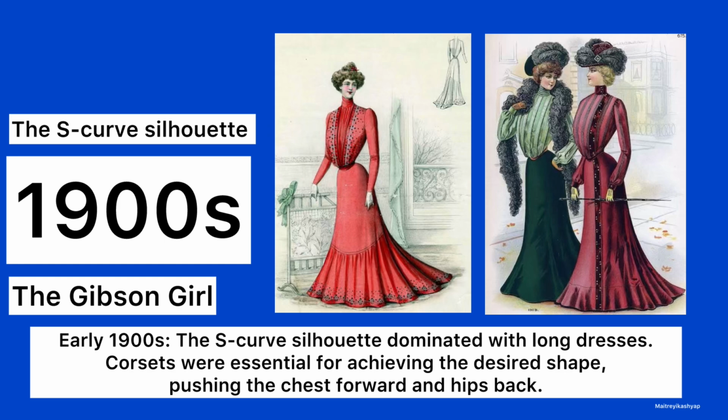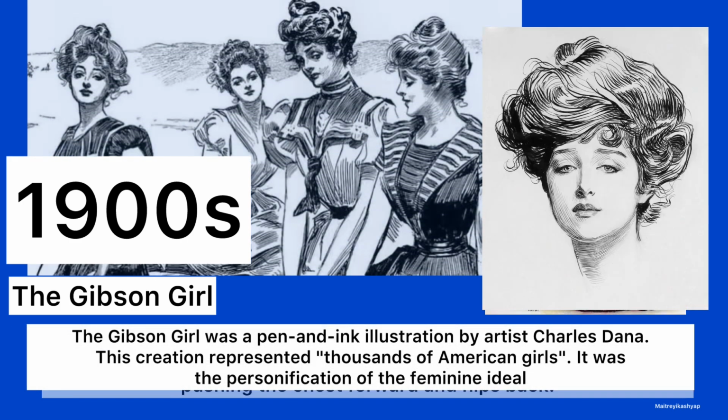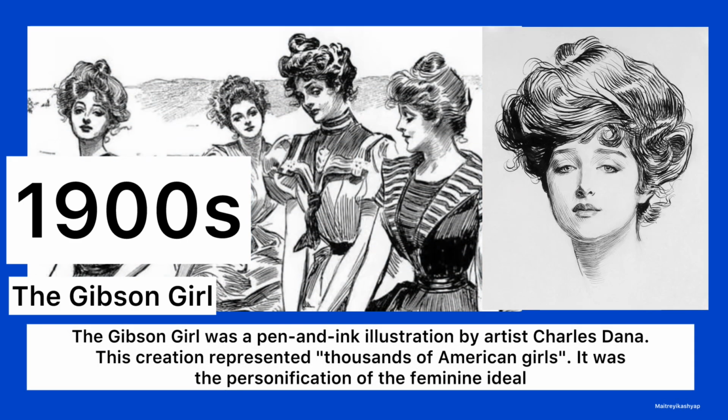The S-curve silhouette dominated with long dresses, and that shape was achieved by corsets, pushing the chest forward and the hips backward. And the Gibson girl was an ink illustration by Charles Dana, and this creation represented thousands of American girls. It was the trend of that time. People were following this look blindly, which was a feminine idol at this period.